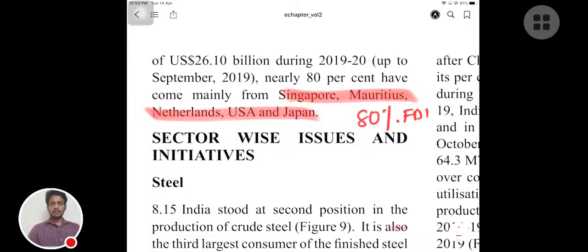And sometimes these type of questions will be asked. They will never ask you how much FDI inflows are coming. For example, in 2018 there was 22.66 billion US dollars that came to India, right? And again this has increased to 26.10 billion dollars recently. So they won't ask you those numbers. Numbers are not required, percentages are required. So this is one such point.